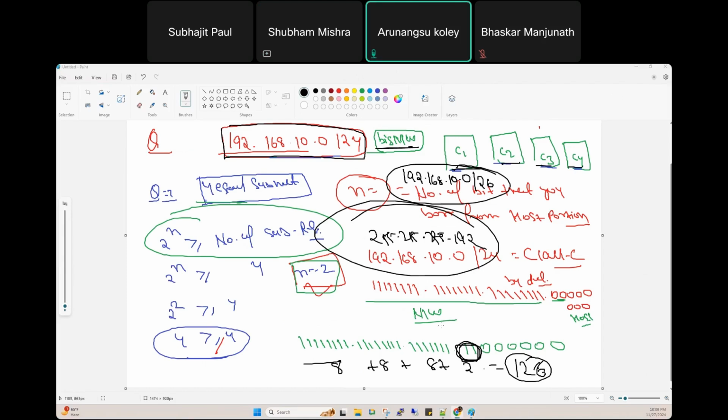Okay. So that will be the subnet mask. Now what will be the block size? Block size, how can you calculate? 256 minus 192. How much? 64. Agree? Okay. So focus here.